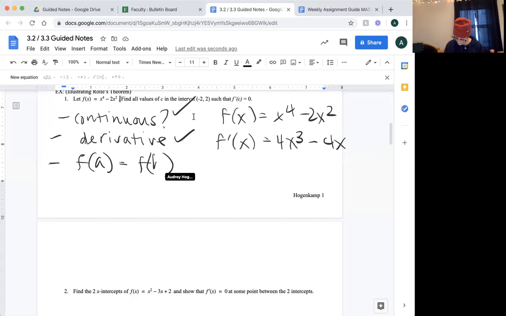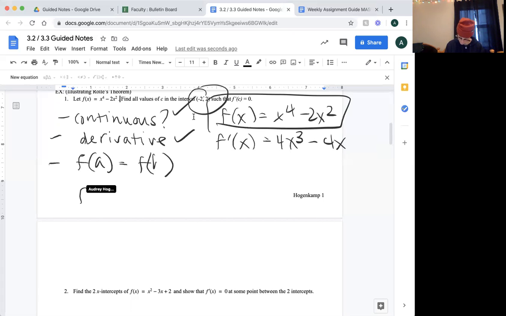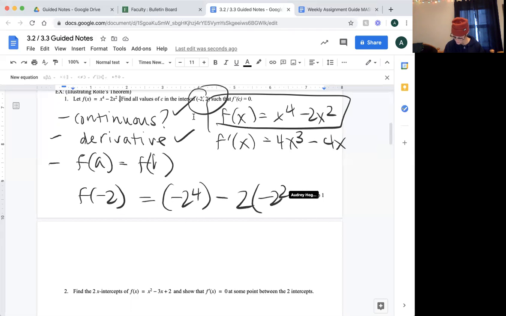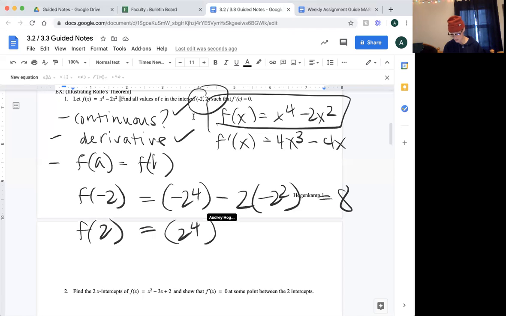So if f of x is equal to x to the 4th minus 2x squared, and our interval is -2 to 2, we want to check f of -2, which is going to be equal to -2 to the 4th minus 2 times -2 squared, which is going to be equal to 8. And then we want to check f of 2, which is our other endpoint. That's going to be equal to 2 to the 4th minus 2 times 2 squared, and that is also going to be equal to 8. So f of a does equal f of b.